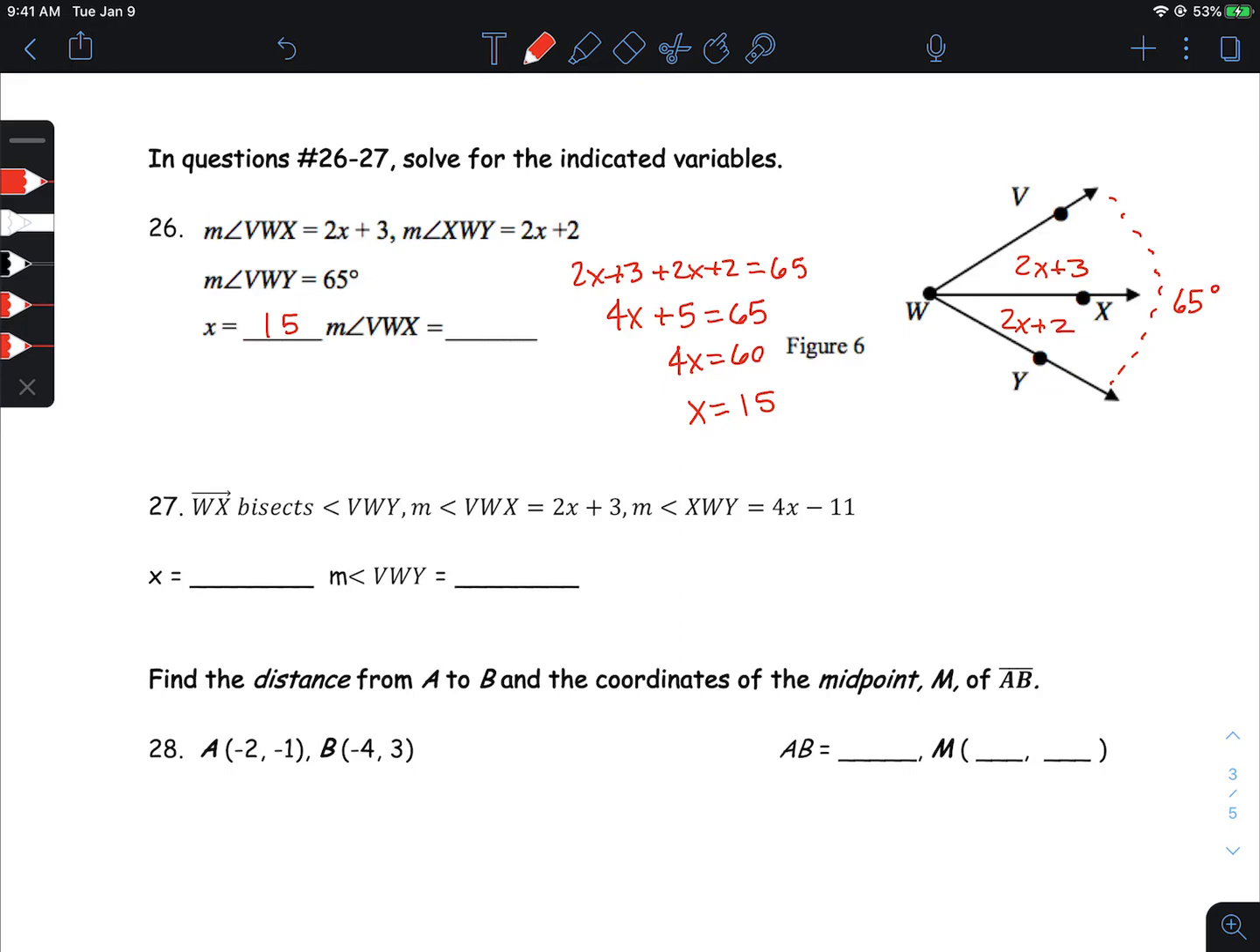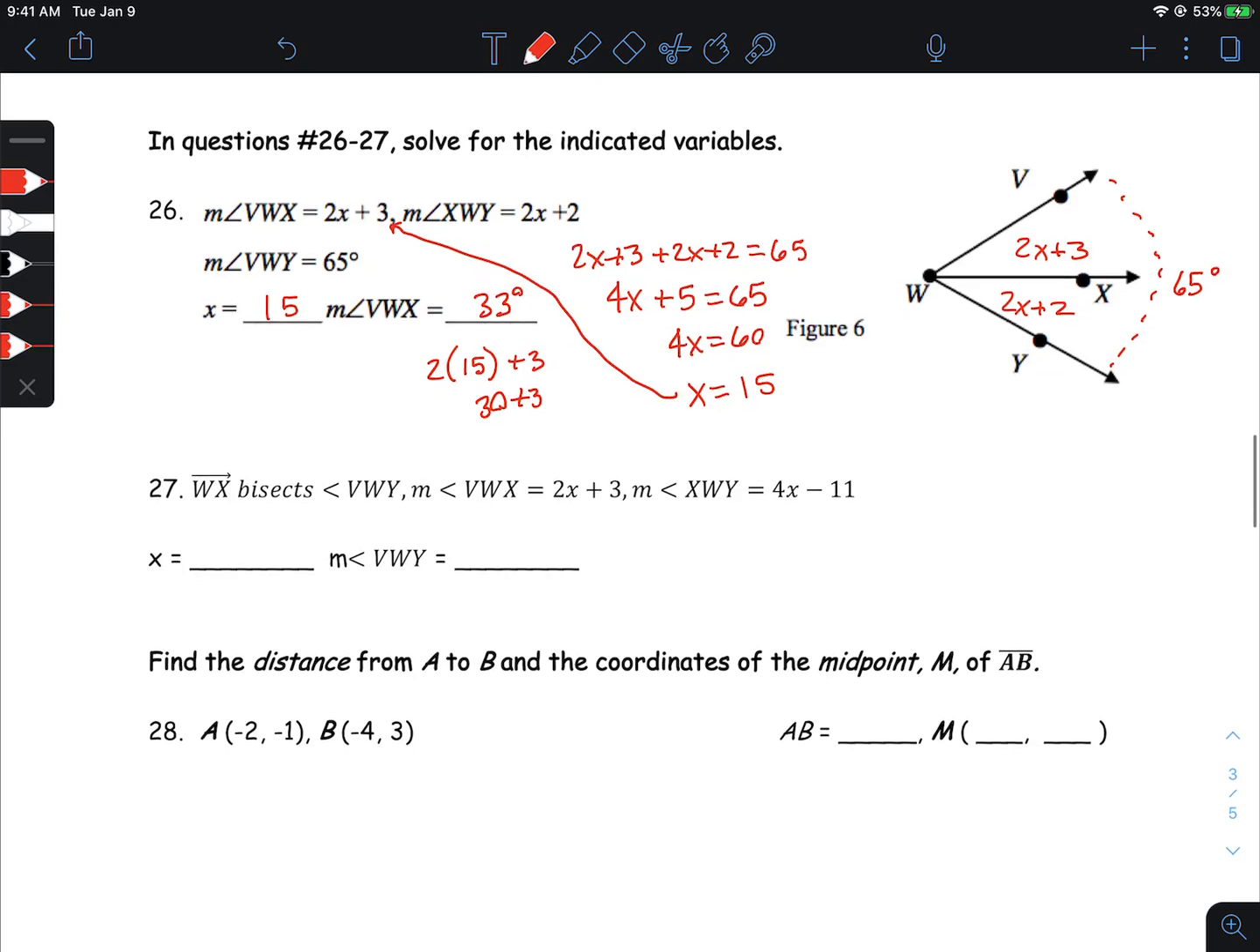VWX. So VWX, that was this one right here. So that'd be 2 times 15, and then, what was it, plus 3. So that'd get you 30 plus 3. That's going to get you 33. And then this unit here would be in degrees, 33 degrees.